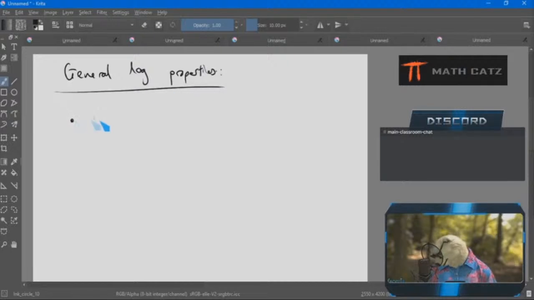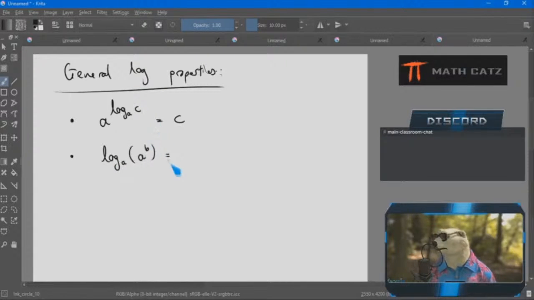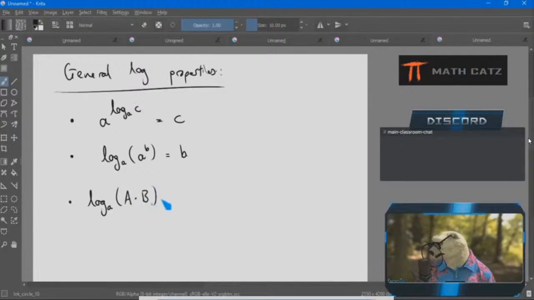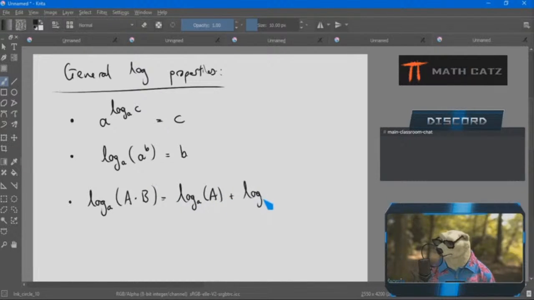I have my first two, that if I have a to the power of log base a of c, it's just going to be c. The only difference here is the base isn't e, but a general a. If I have the log base a of a to the b, you can match it with the versions we wrote for the natural ones. Only the a is changing here. I have my product property, any base, big A times big B is the sum of the logs. Nothing changes. And you can prove them in the same way, you just have to be a little bit more general.